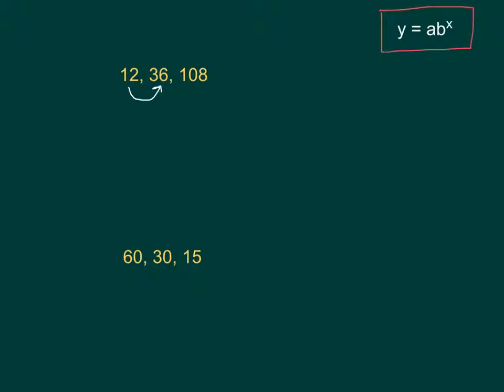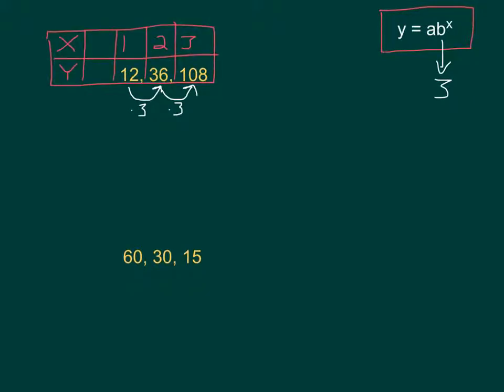12 times 3 is 36. 36 times 3 is 108. So I know that my b in the first sequence is 3. To figure out my a, I'm going to make my table and put the first value under x equals 1, the second under x equals 2, and the third under x equals 3.